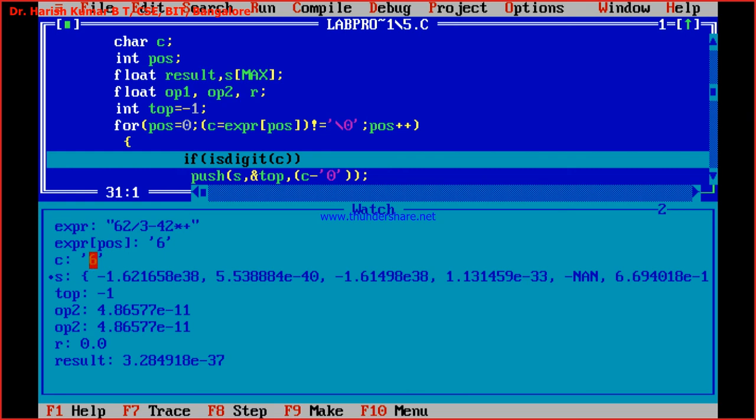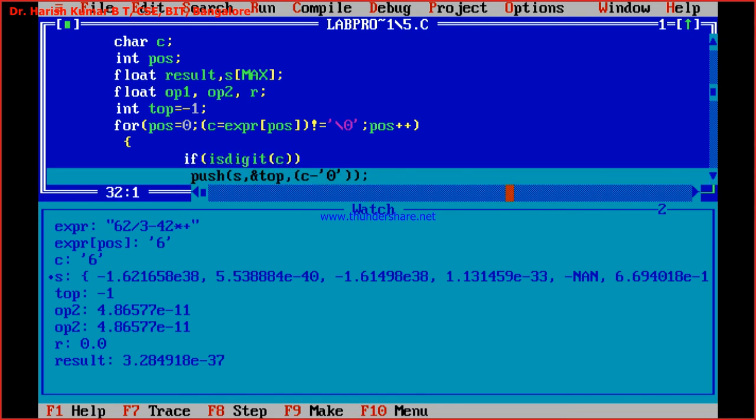Now don't confuse, integer 6. Now is digit of C. You are checking whether 6 is a digit. Yes, it is a digit. F7. So don't confuse the digit and integer. This is not an integer right now. It's a character. Okay, but 6 is a digit. So since the condition is true, we are here.